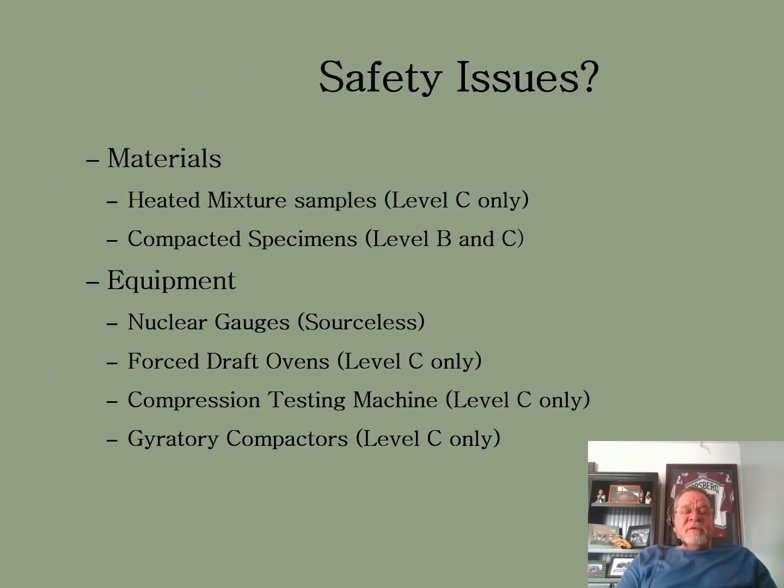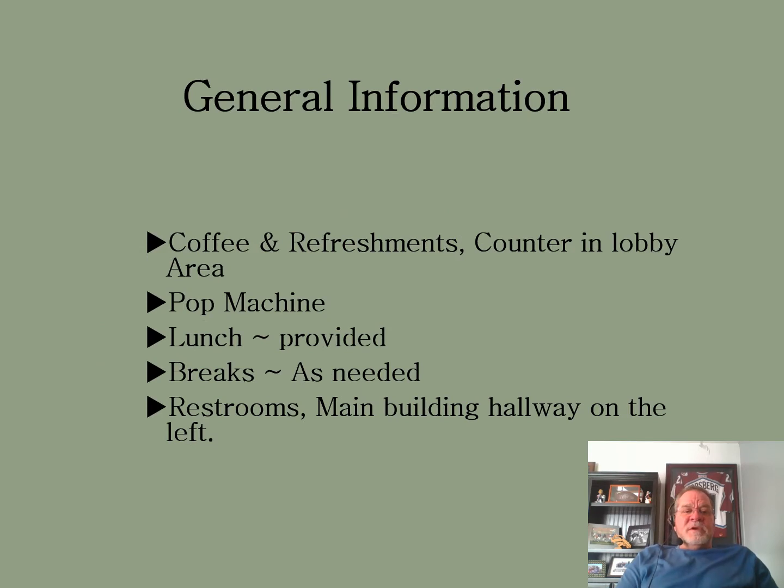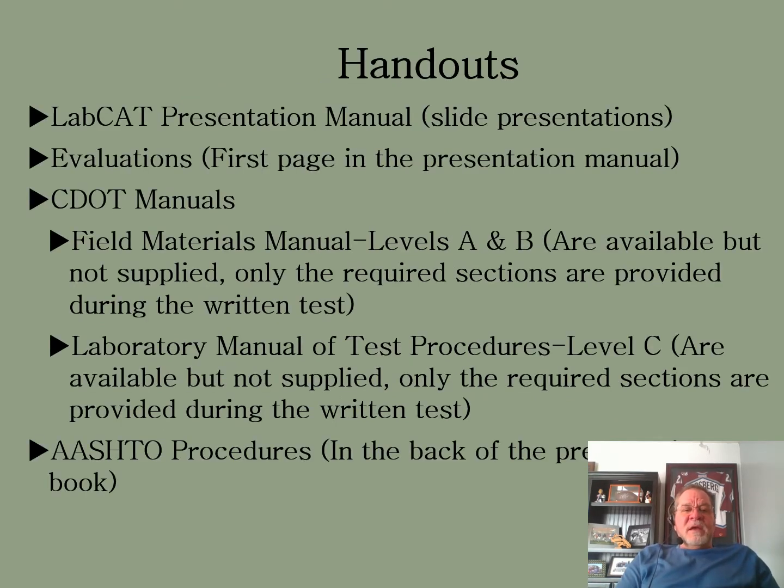When we get into some of the lab proficiency things, there are safety issues, but none of them are involved in Level A. General information we will pass by. There are handouts available for this, the slide presentation, which you should download from the CAPA website under the LabCAT page, and download the presentation for Level A. The CDOT manuals are available on the CDOT website, and we suggest that you go out and pull those down so that you have all of the CPs and the field materials manual as necessary.